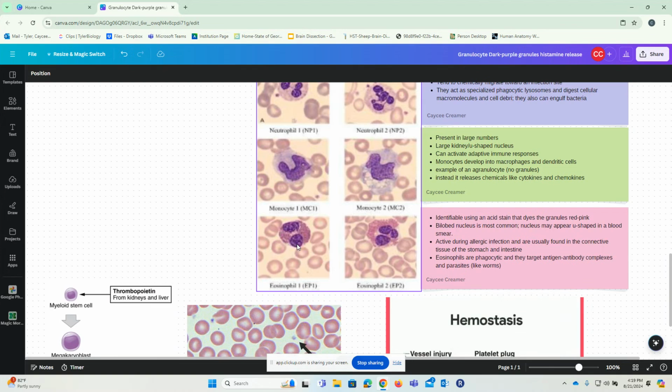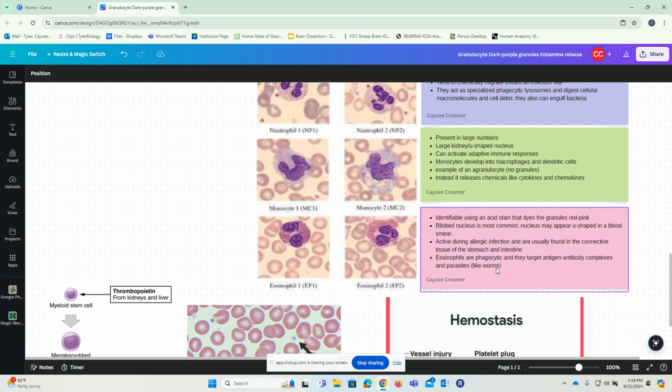And then last but not least, we have the eosinophil, which is pretty identifiable because using an acid stain, it dyes its granules red to pink colored. It has a bilobed nucleus, so you're going to see kind of a light pink to red with some purple because it uses Wright stain. It's very active during allergic infections, but it's probably most known for the fact that it helps fight off parasites like worms. So it can help kind of break them down.